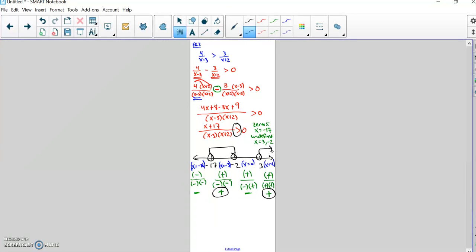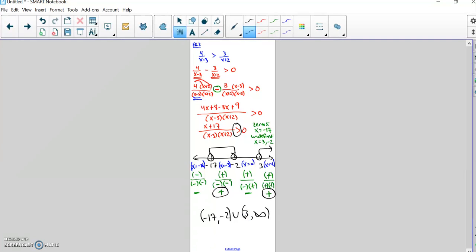If we were putting that in interval notation, what we would have is negative 17 to negative 2, parentheses, union, and then we go from 3 all the way up to infinity as we go off to the right. Both of those are going to have parentheses as well because we are not including the endpoints.